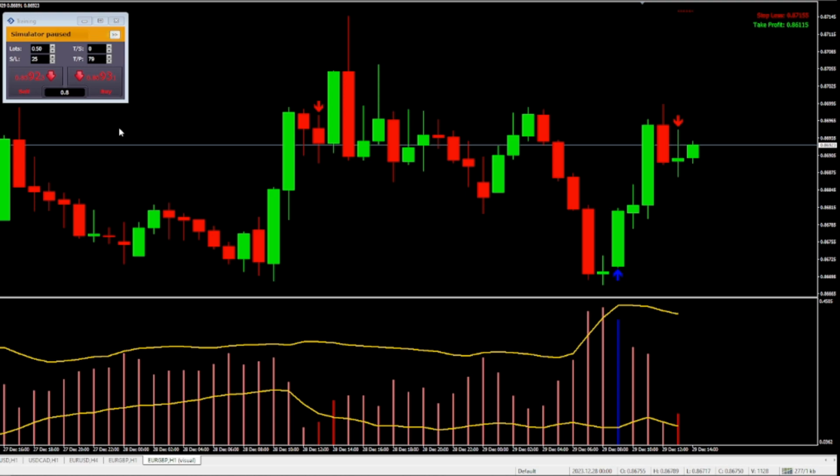Next, let's explore a trade example during a market consolidation or range-bound period.